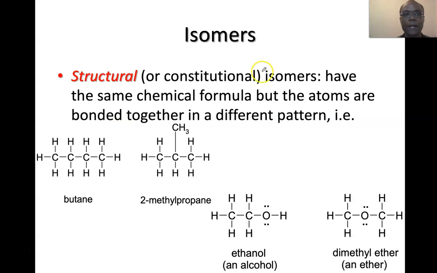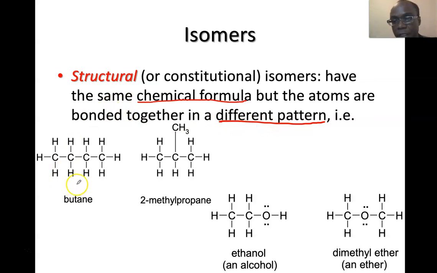Now that you know how to draw line structures in the simplest manner possible, the line angle structures, let's talk about isomers and acids and bases. So let's first cover isomers before we talk about acids and bases. Isomers will have the same chemical formula, but they're going to have a different pattern in their structural arrangement of groups of atoms and/or atoms.